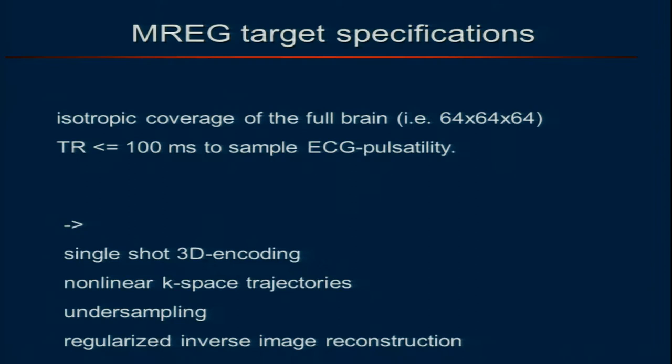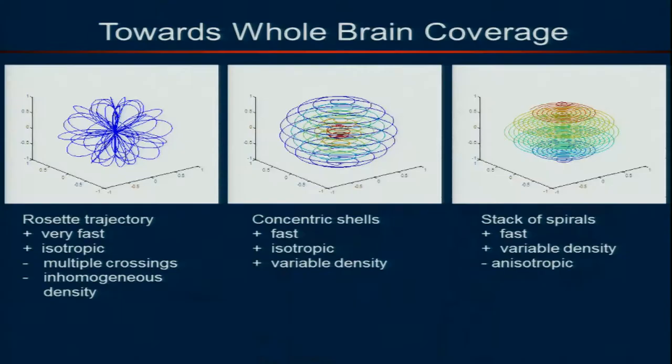If you want to do a TR of 100 milliseconds, that clearly indicates you should do single-shot 3D imaging, otherwise you will have too heavy a saturation effect. If you want to cover a 3D trajectory in 100 milliseconds, you have to go to nonlinear k-space based trajectories. You have to do some undersampling, which means you have to make use of the current hot topic of inverse iterative image reconstruction. Over the years, we have run through quite a few trajectories.